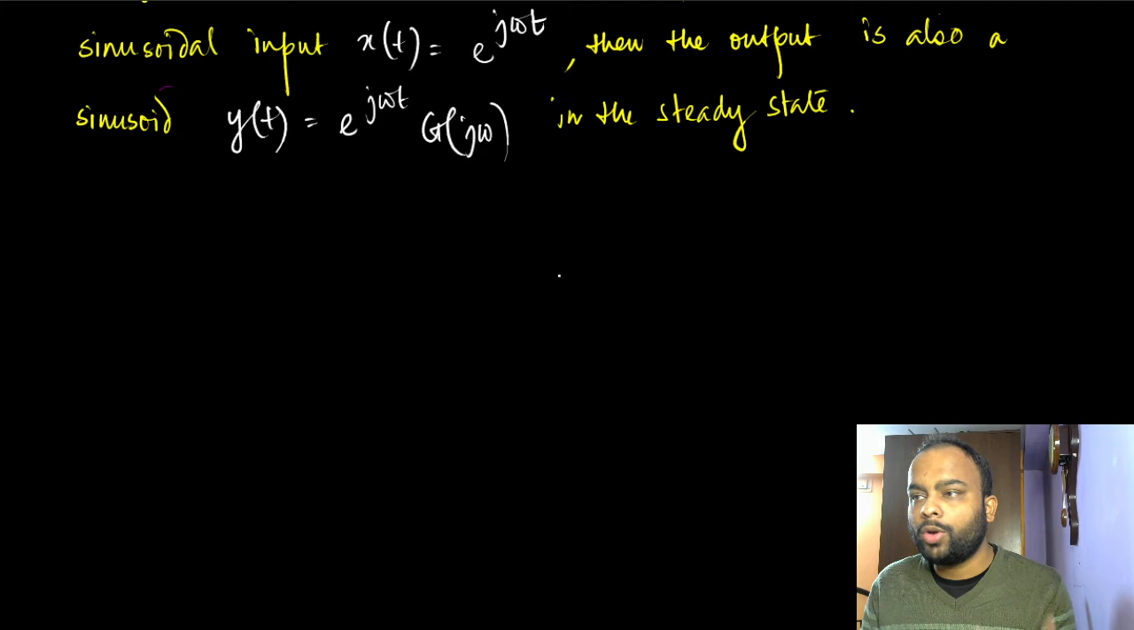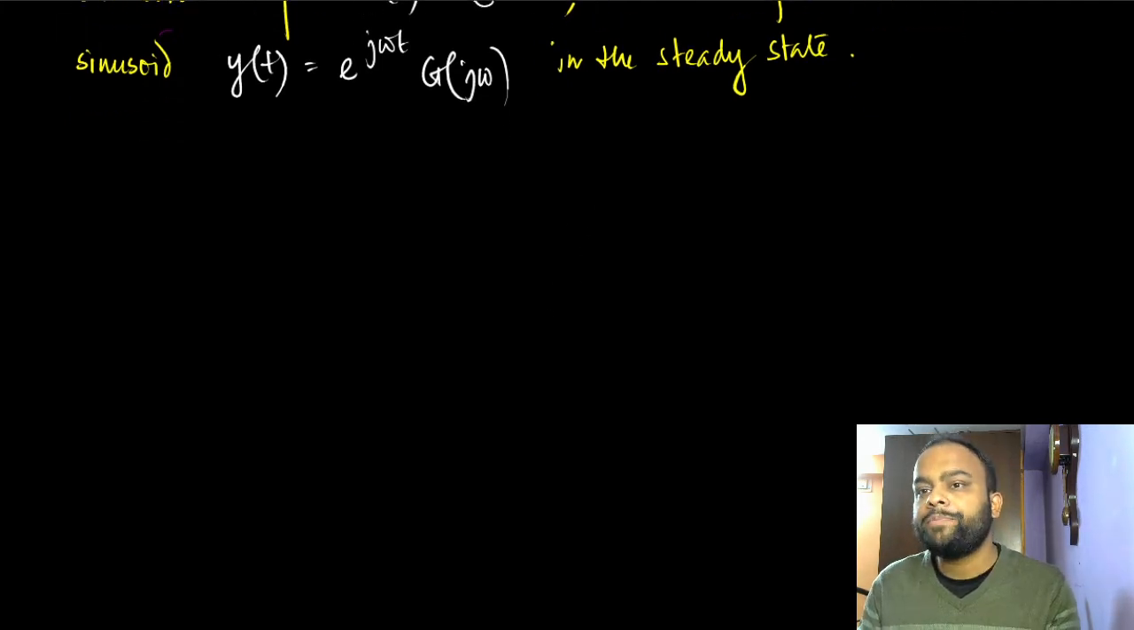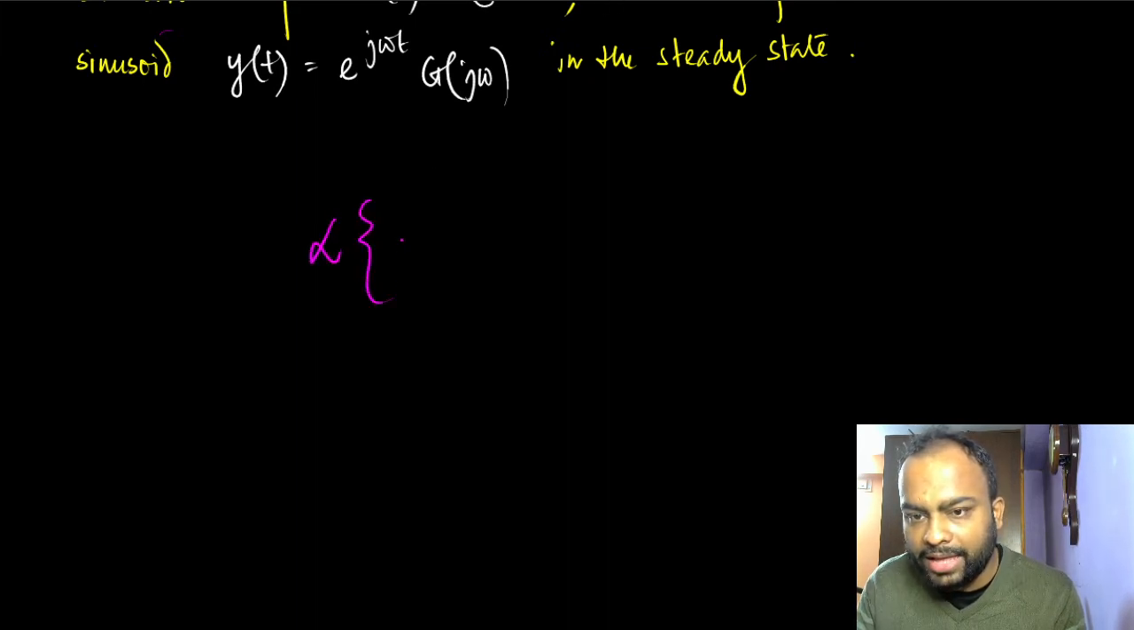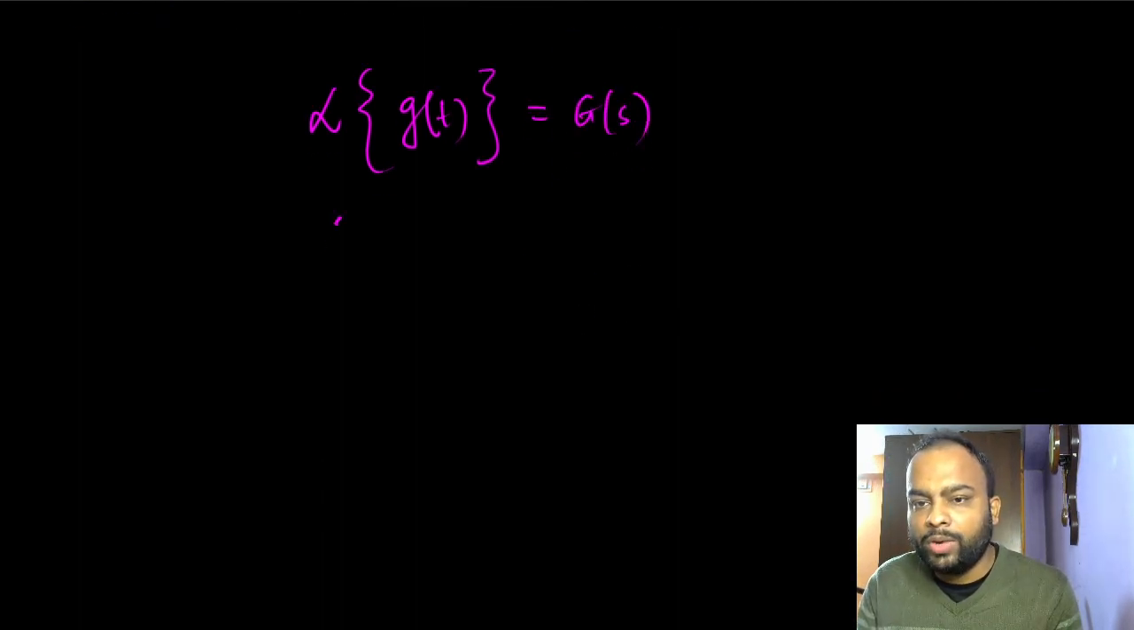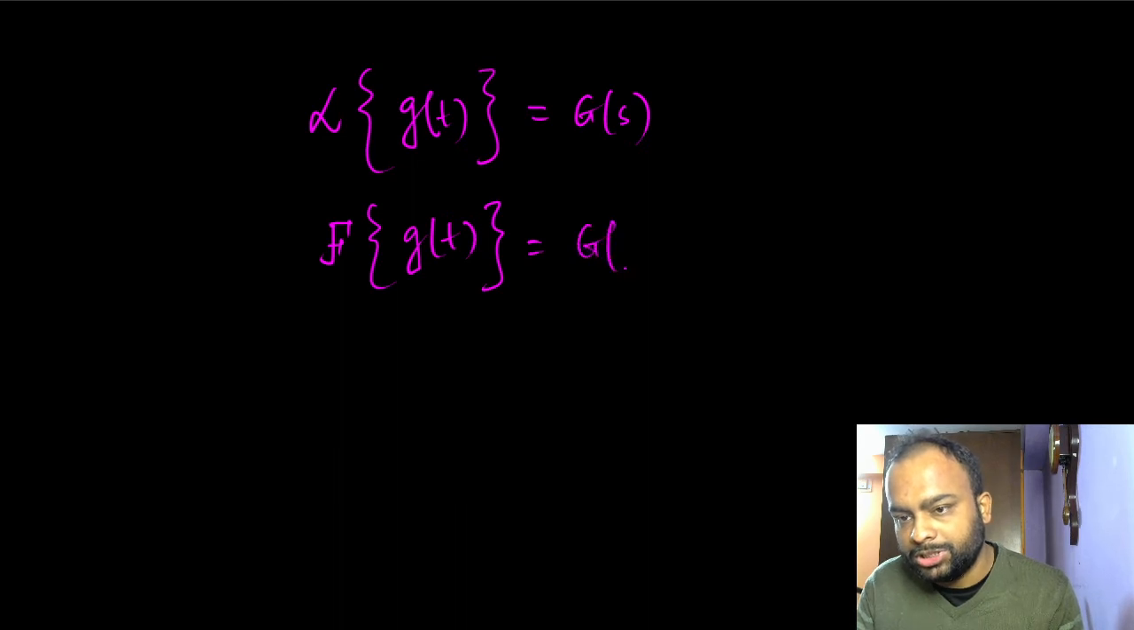Now, if you go back to our very first lecture on Laplace transform, you would see that we defined the Laplace transform of a signal. Say I want to take the Laplace transform of a certain signal x(t) maybe, say we want to take the Laplace transform of g(t). We express that as G(s), and if we take the Fourier transform of g(t), we express that as G(jω) really.